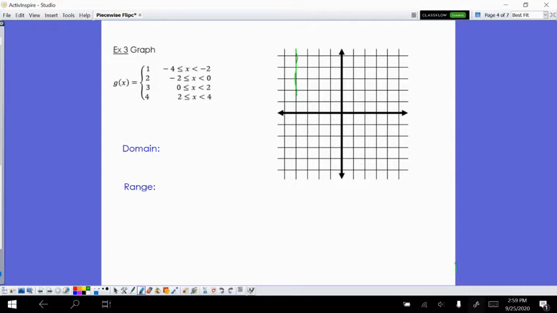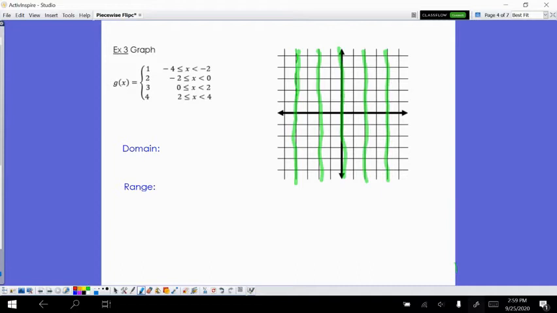Sorry, I want to use the highlight tool for that. Make it a little wider. There we go. So that's at -4. We change again at -2, and at 0, and at 2, and at 4. Remember, each one of those is asking, should you draw an open or a closed circle?